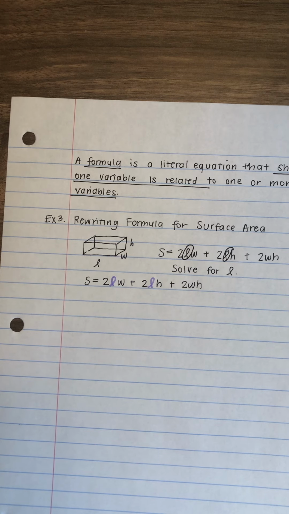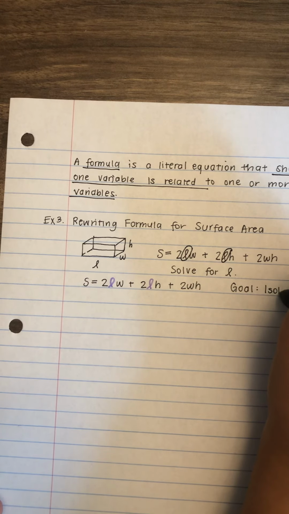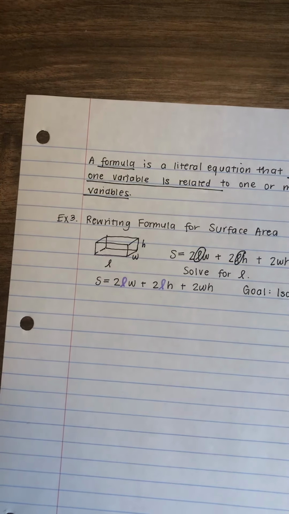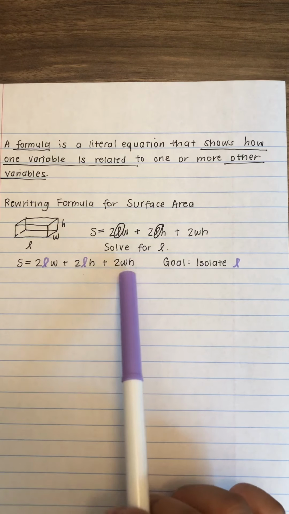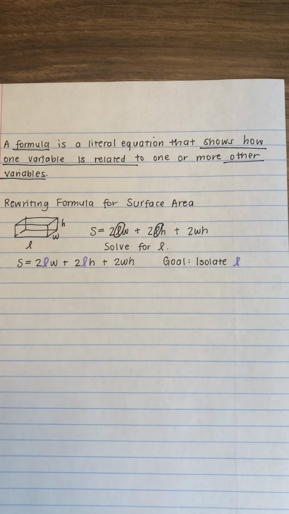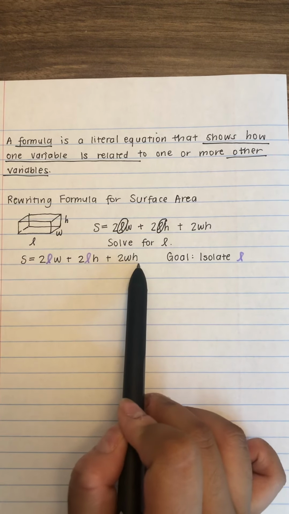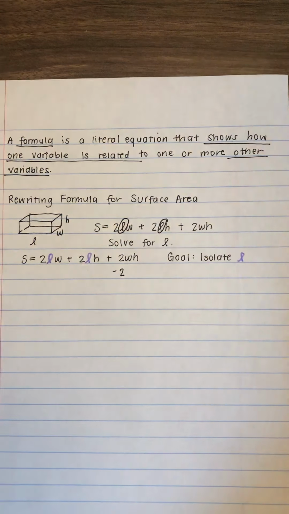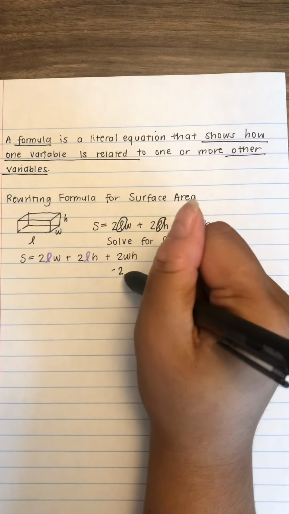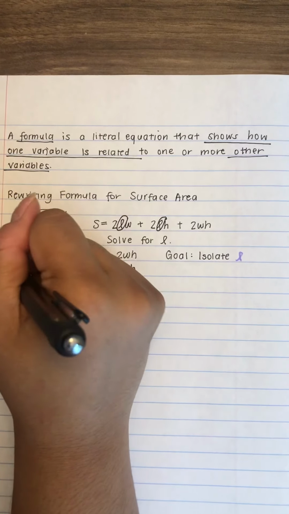All right. Remember, our goal is to isolate L. Our first step is to get rid of any term that doesn't even have L on it to the other side. So since this term right here doesn't even have what we're looking for right now, we're just going to go ahead and move it to the other side. To undo this addition, we're going to go ahead and subtract this term, so minus 2WH from both sides.